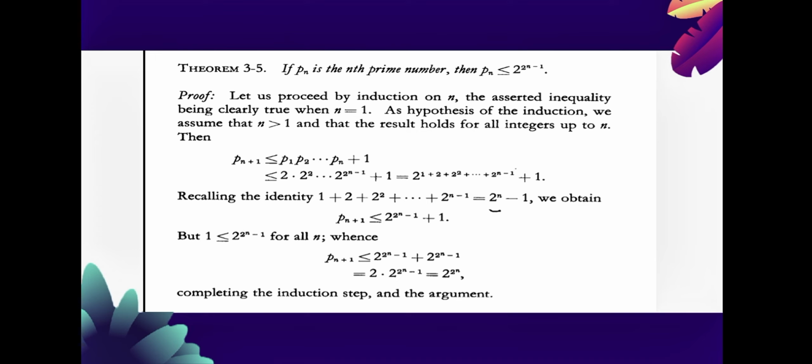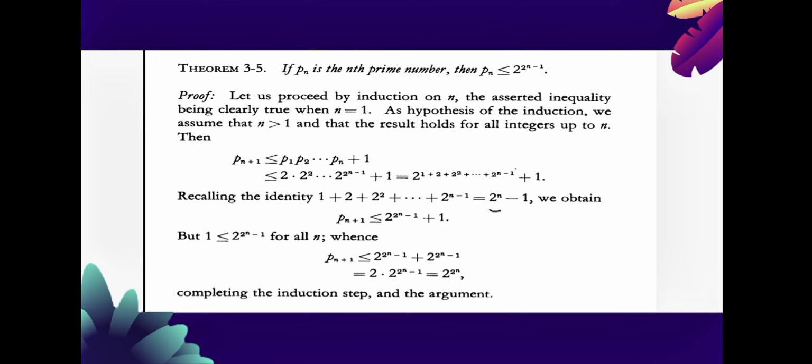If p sub n is the nth prime number, then p sub n is less than or equal to 2 to the power of 2 to the n minus 1. For the proof, let us proceed by induction on n, the asserted inequality being clear when n equals 1. As hypothesis of the induction, we assume that n is greater than 1 and that the result holds for all integers up to n.